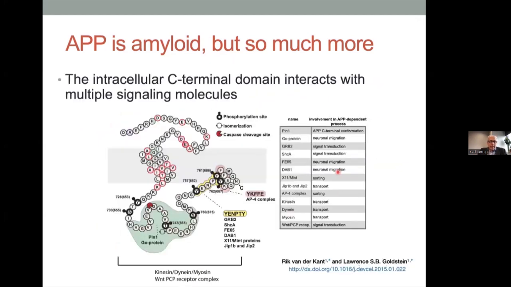So, and not only that, the C terminus, although it is short, is just chock-a-block full of interacting motifs. So there is this YNPTY, which is interacting with GRB2, with FE65, with DAB1, which puts it in the reelin pathway. It's got a huge domain here, which interacts with kinesin and dynein, so it's going to be involved with vesicle trafficking. It's a very rich protein, and to think of it just as the precursor to amyloid is okay. It's silly.